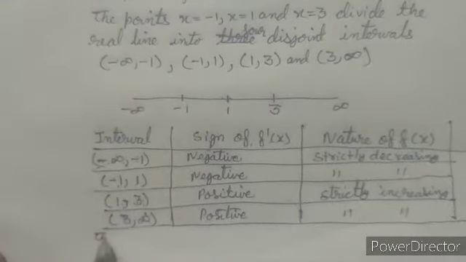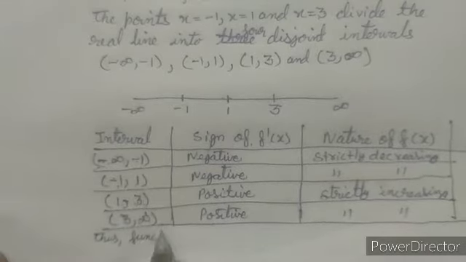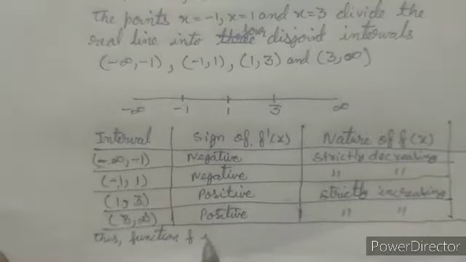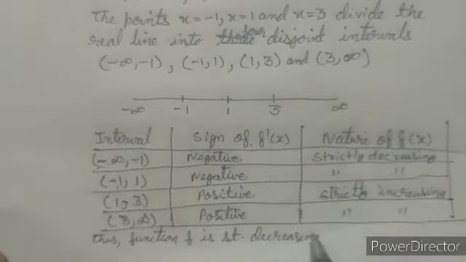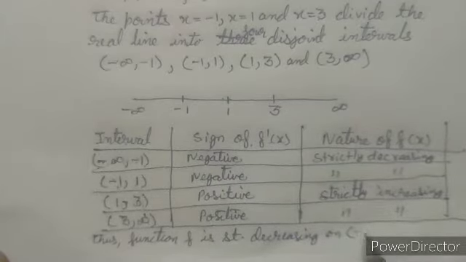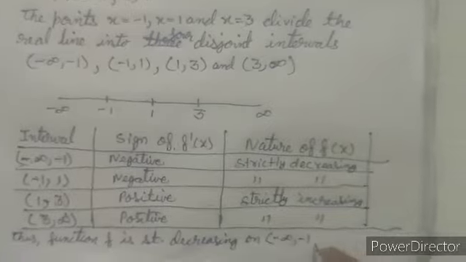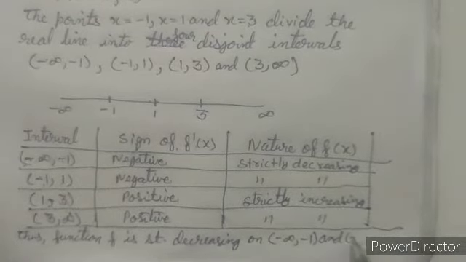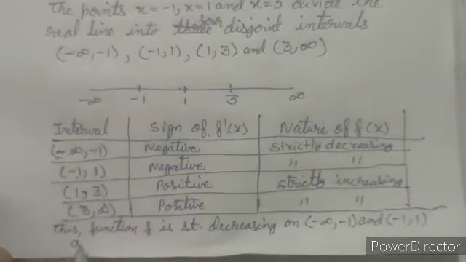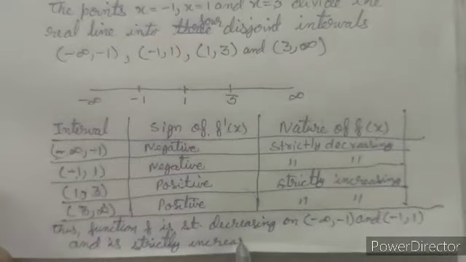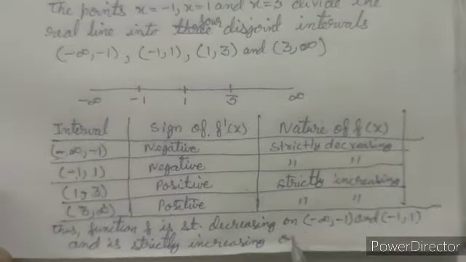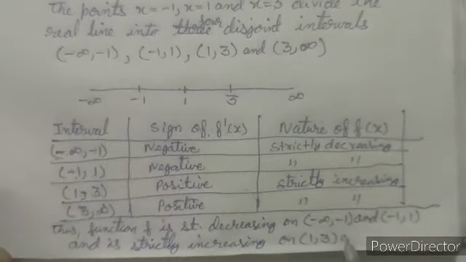Thus we can say function f is strictly decreasing on minus infinity to minus 1 and minus 1 to 1, and is strictly increasing on 1 to 3 and 3 to infinity.